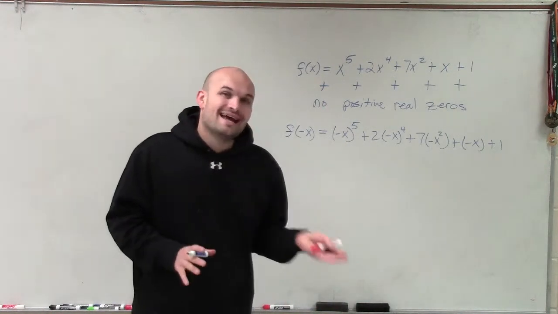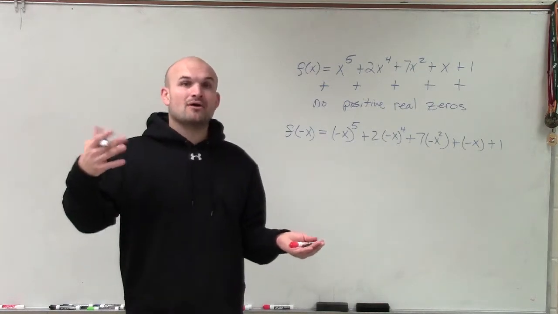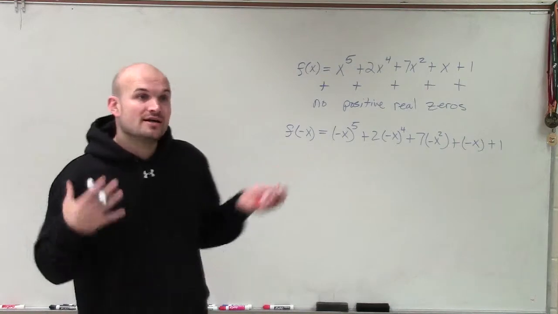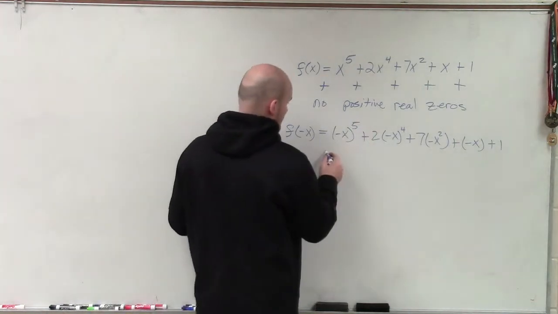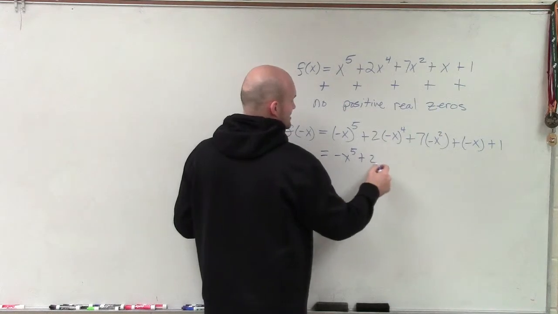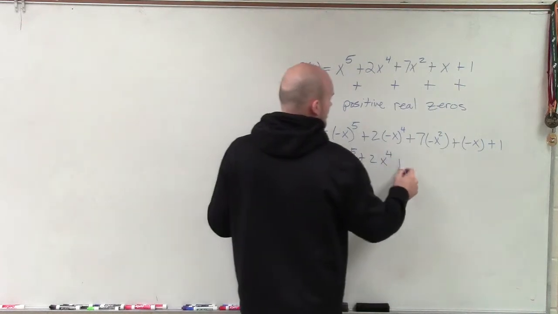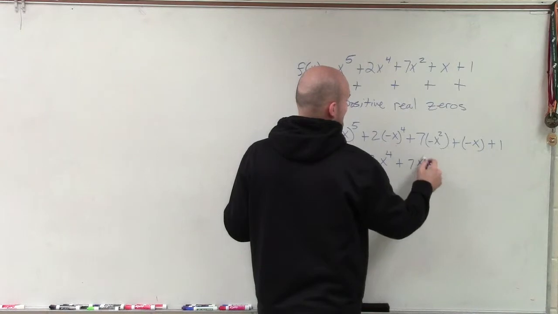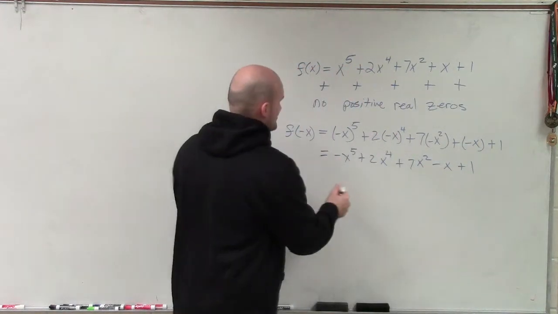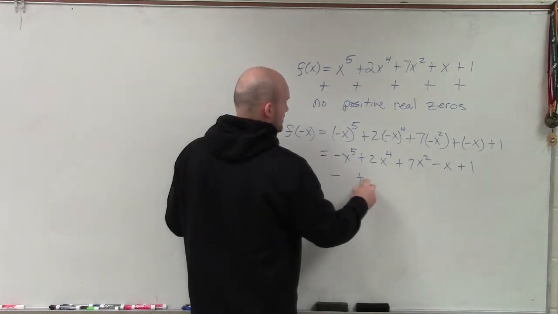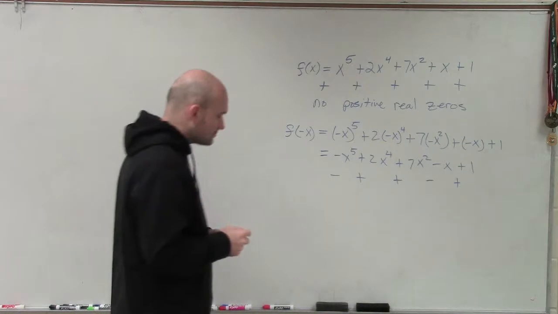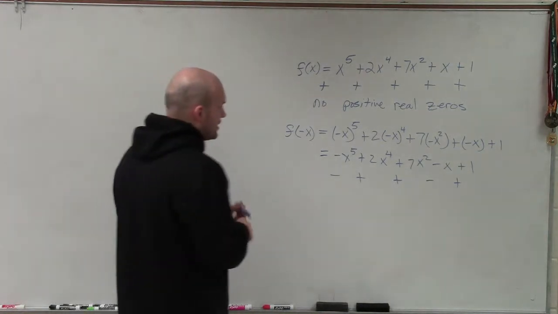Now remember, a negative number raised to an odd power is always going to remain negative, and a negative number raised to an even power is always going to remain positive. So this turns into negative x to the fifth. That remains positive, so that's 2x to the fourth, plus 7x squared. That will be negative, and that will be positive. Now, as I drop down my signs, I have a negative to a positive, to a positive, to a negative, to a positive.